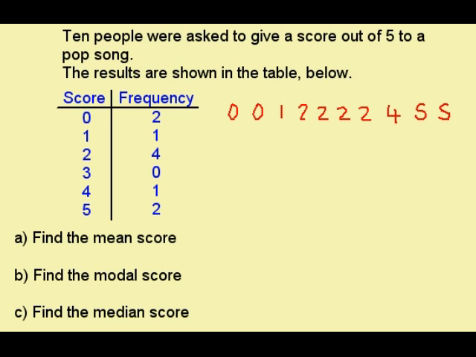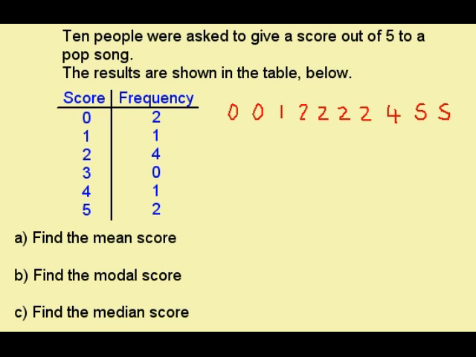Now I can answer these questions in exactly the same way as the ones we've just done. To find the mean, I would add these all up and divide by how many there are. To find the mode, I would find the most common number. And to find the median, I would find the middle one.